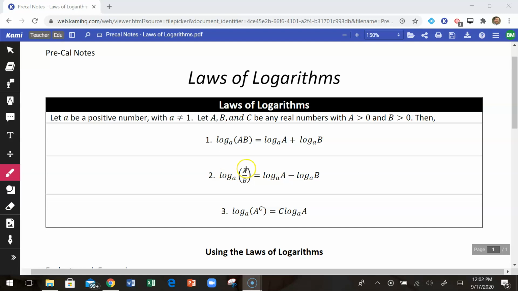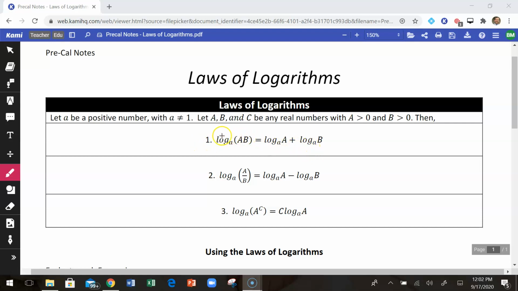The second one is if you have a quotient on the inside of a logarithm, you can separate that out as a difference of those two separate logs. And then the third one is if you have a power on the inside of your log, you can essentially bring that power out front as a multiplication by that log. Those all work both ways.